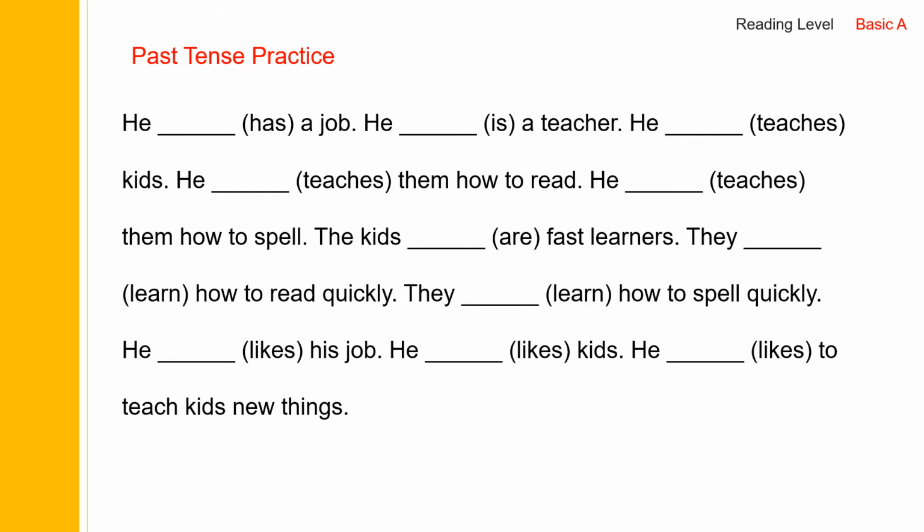Now let us read the story in past tense. The past of has is had. So read had a. He had a job. Is, was a. He was a teacher.